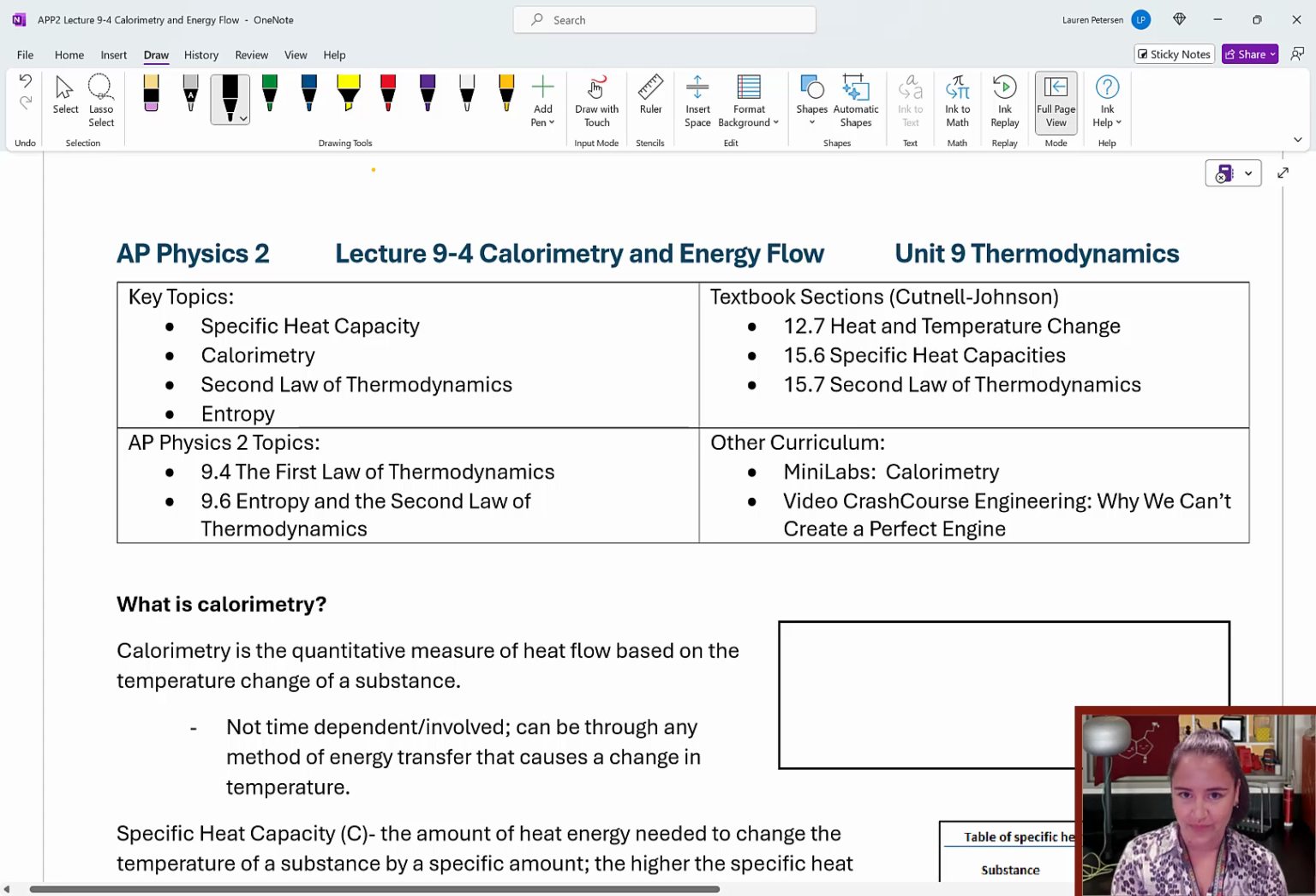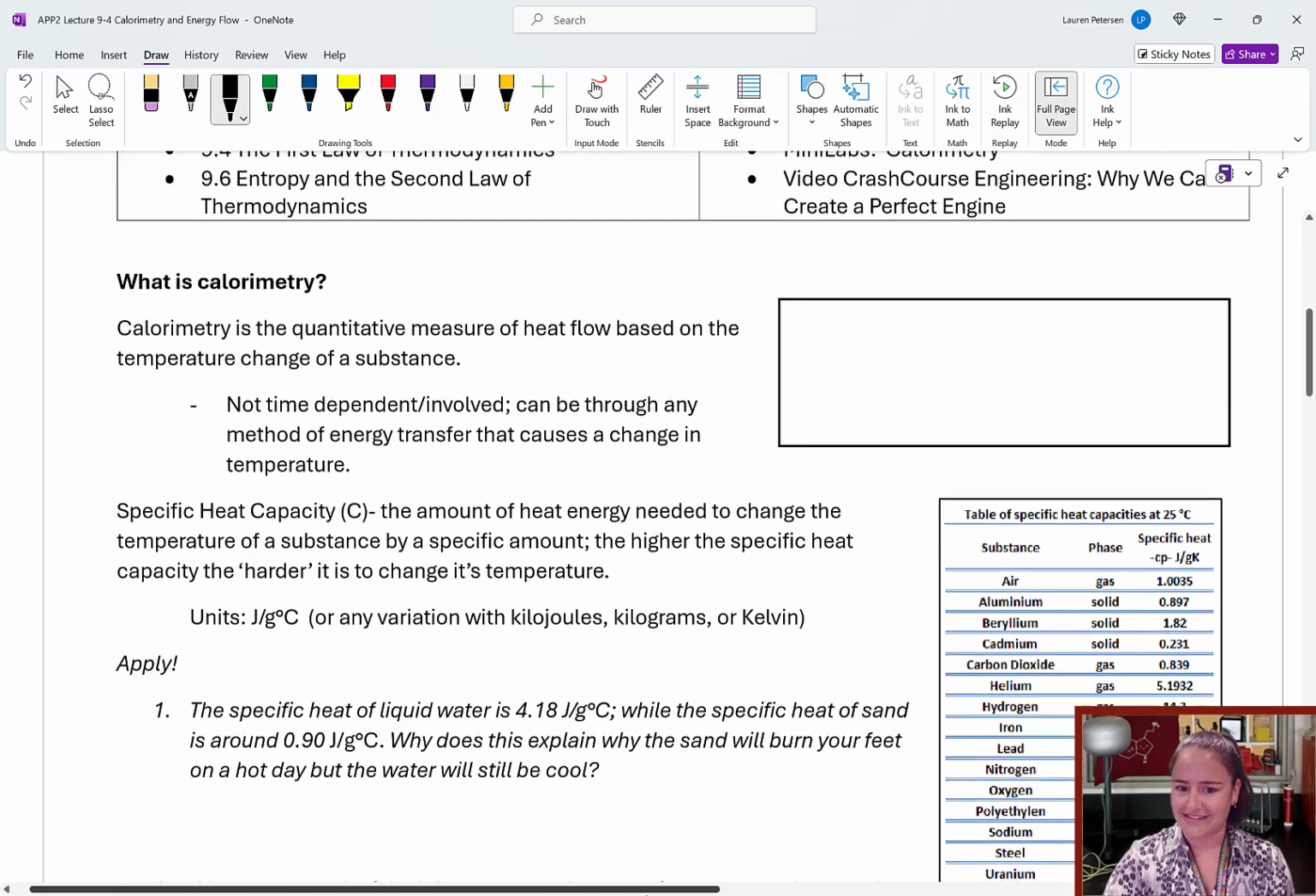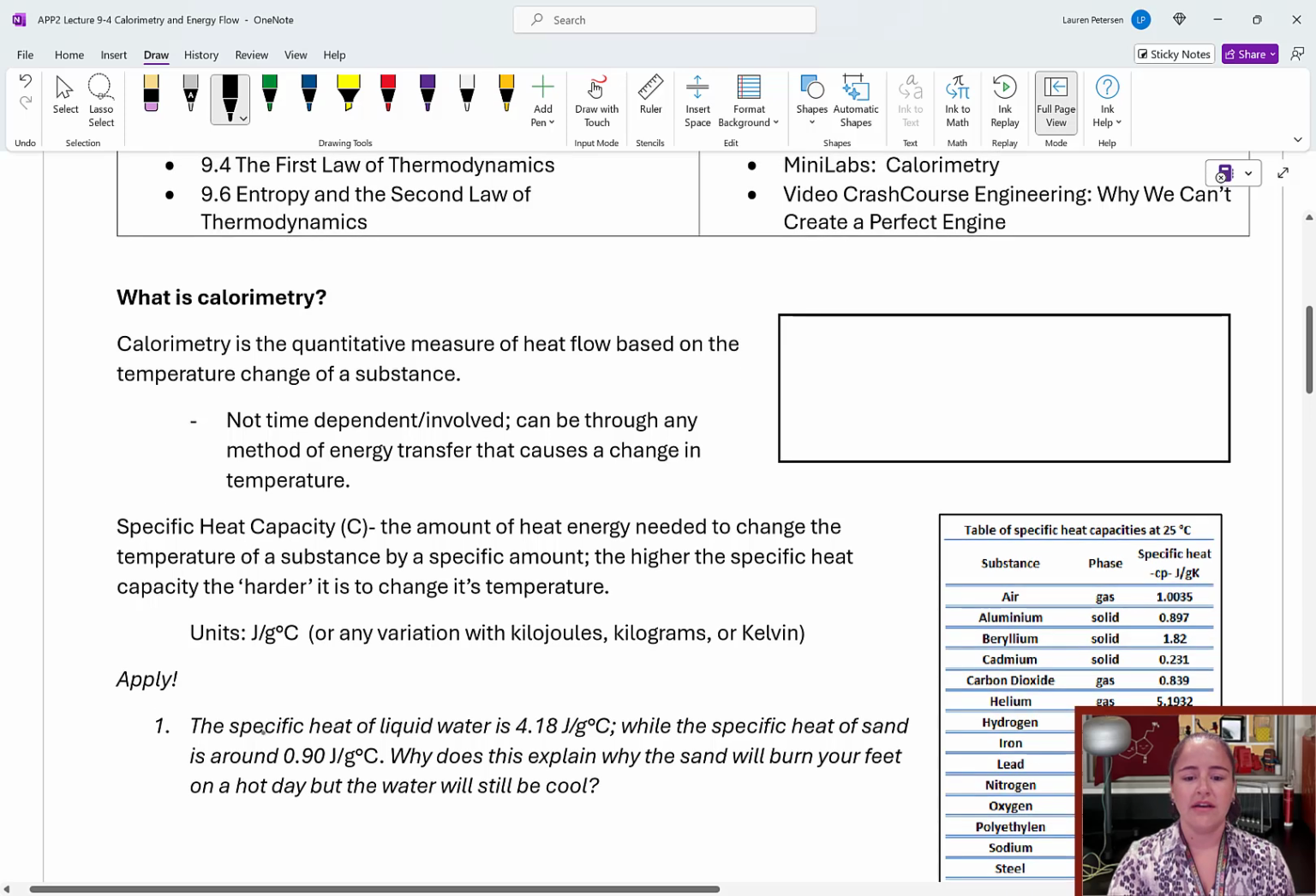So calorimetry is the way that we actually measure these changes in energy that occur during the processes. Now, we'll be talking about specific heat capacity, calorimetry, the laws of thermodynamics, and a little bit about entropy. Okay, again, a little bit deeper into that brief definition that we gave last lecture. So what is calorimetry?